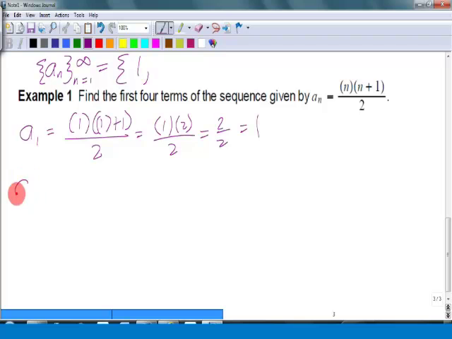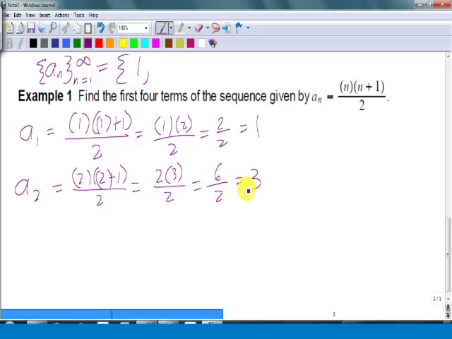Second term, a sub 2. 2 times 2 plus 1 all over 2. That's going to be 2 times 3 over 2. That's 6 over 2, which is 3. So the second term is 3. Maybe too soon to start looking for a pattern. A sub 3.